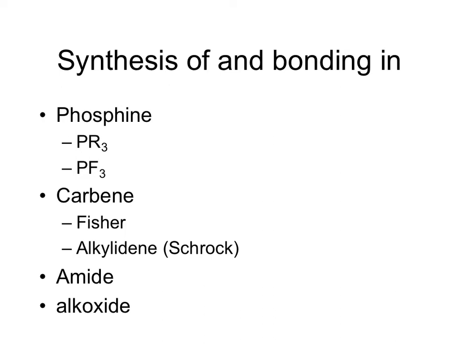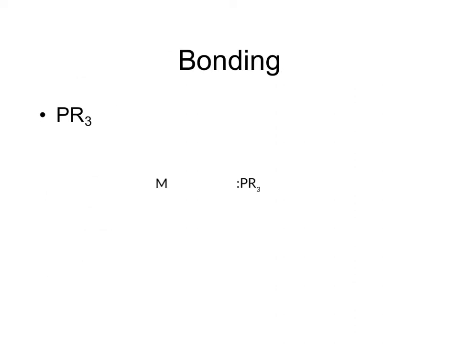Okay, here we are on lesson 4 for week 1, synthesis of and bonding in phosphines, so generic PR3 and specifically PF3, carbenes, both Fischer and Schrock carbenes, also known as alkylidynes, amides, and alkoxides. The bonding in phosphines is really sigma only, involving a lone pair on the phosphorus donating into the metal orbital.